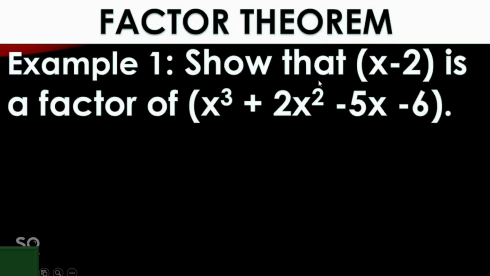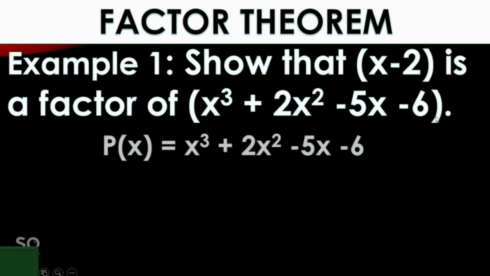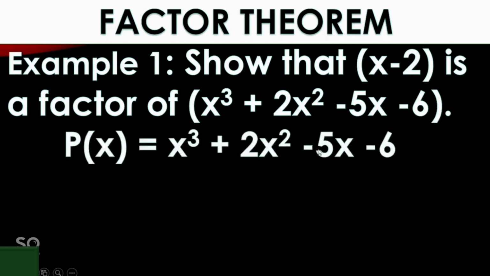Okay, example ng factor theorem. Example number 1. Show that x minus 2 is a factor of x cubed plus 2x squared minus 5x minus 6. Yung x minus 2, ito yung x minus r. Yung x cubed plus 2x squared minus 5x minus 6, ito yung p of x or tinatawag na polynomial. So, titingnan natin kung yung x minus 2 ba ay factor ng x cubed plus 2x squared minus 5x minus 6. Okay, so this is the solution.